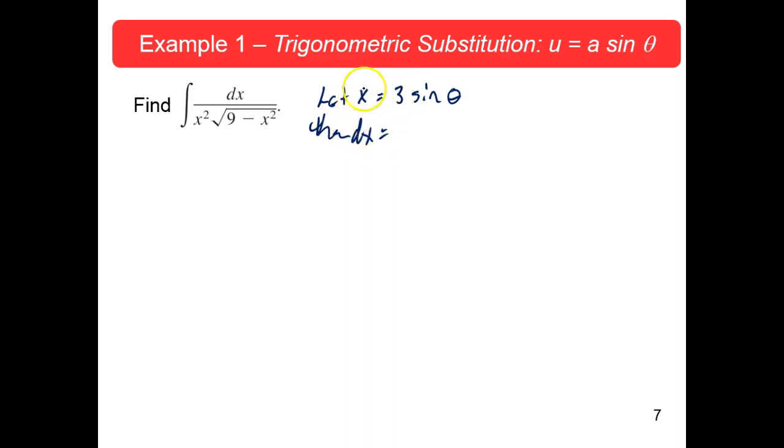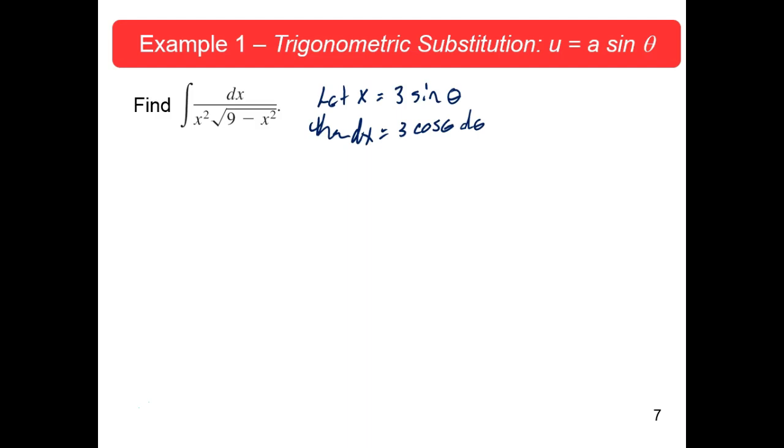dx is equal to, what you did here was take the derivative of x. What you do over here is take the derivative of that. What's the derivative of 3 sine theta? 3 cosine theta. With one other little thing. It's a differential form. Anytime you have a d over here, you got to have a d theta. Perfect. Okay, so that takes care of one of the x forms there, kind of.